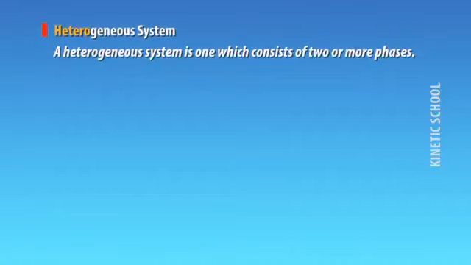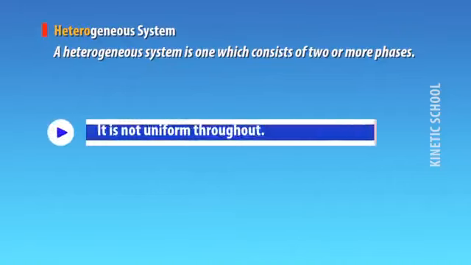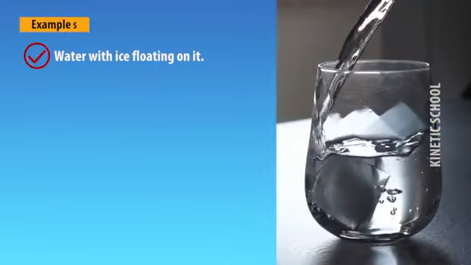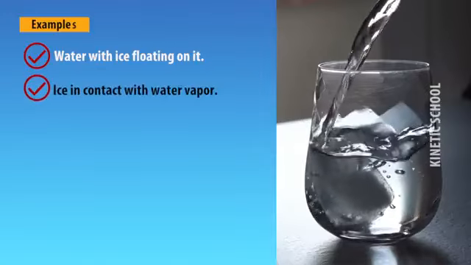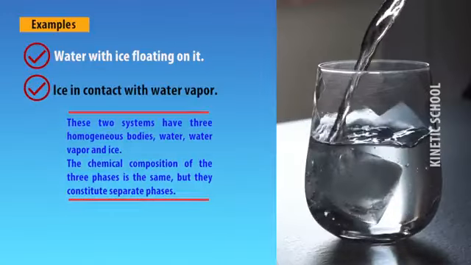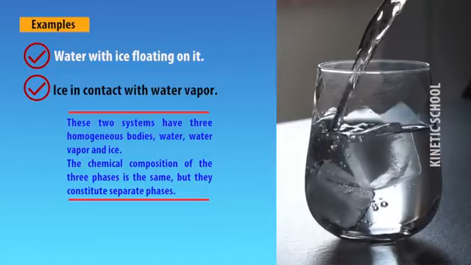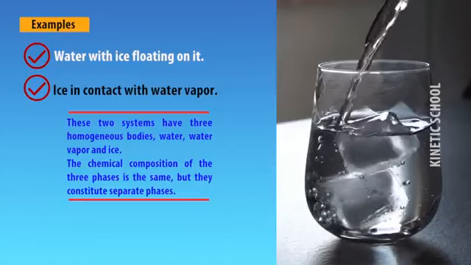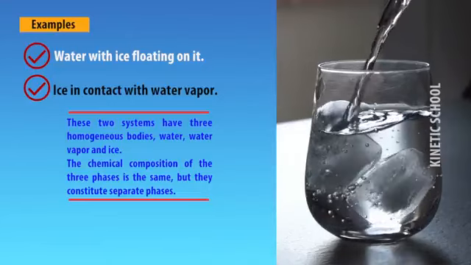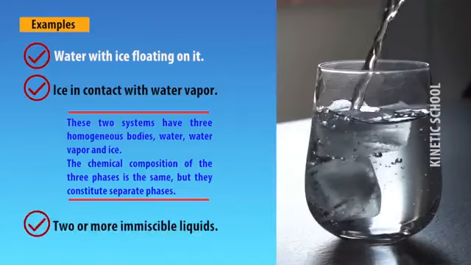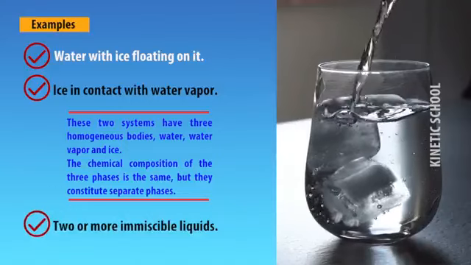Heterogeneous system. A heterogeneous system is one which consists of two or more phases. It is not uniform throughout. Examples: water with ice floating on it, ice in contact with water vapor. These systems have three homogeneous bodies, such as water, water vapor, and ice. The chemical compositions of the three phases are the same, but they constitute separate phases. One more example is two or more immiscible liquids.